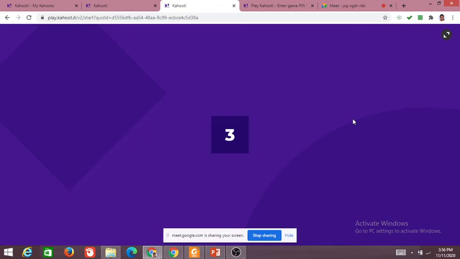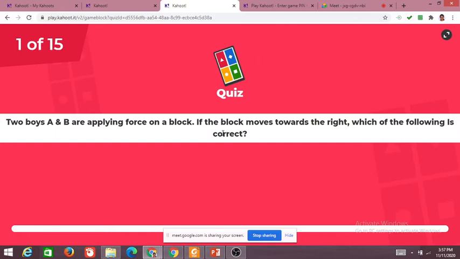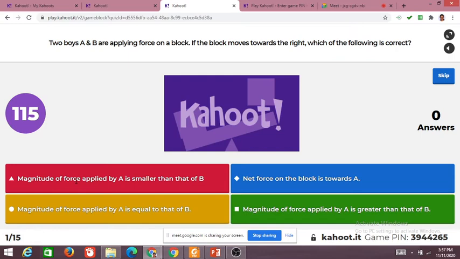Two boys, A and B, are applying force on a block. If the block moves towards the right, which of the following is correct? First option, magnitude of force applied by A is smaller than that of B. Net force on the block is towards A. Magnitude of force applied by A is equal to that of B. Force applied by A is greater than that of B.